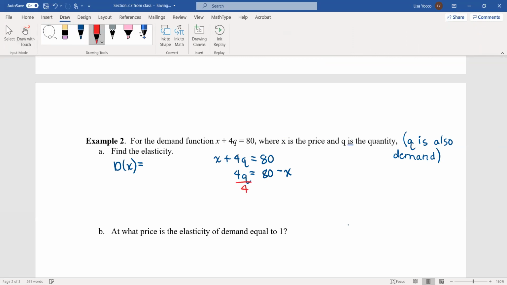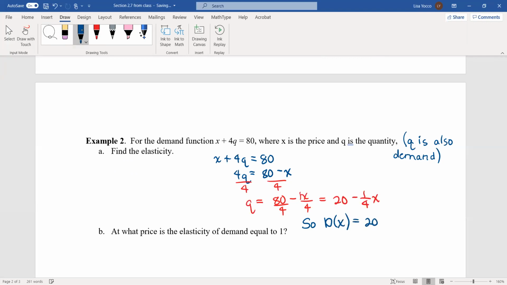All right, divide both sides by 4. So Q is 80 over 4 minus x over 4. Let's write this as 20 minus, instead of x over 4, let's write that as 1/4 x. So that's my demand function. Put that down here. So D of x is 20 minus 1/4 x.